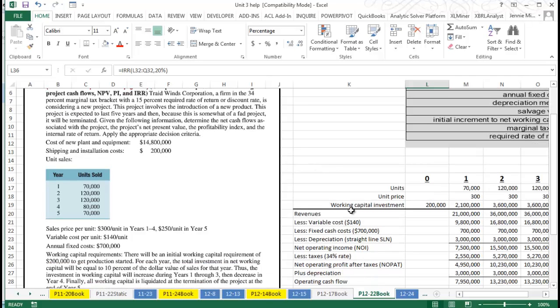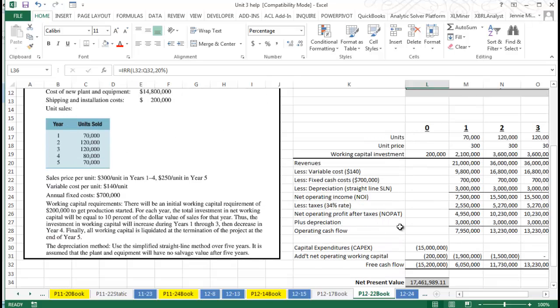I don't know, you probably would have had everything fine until you got down to this net working capital. I think it was a little confusing in the problem, so I'm hoping that by covering it here for you, you aren't going to be frustrated when you're working on it in MyFinanceLab.